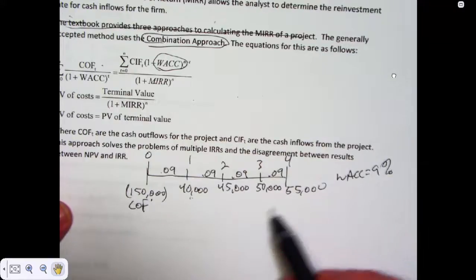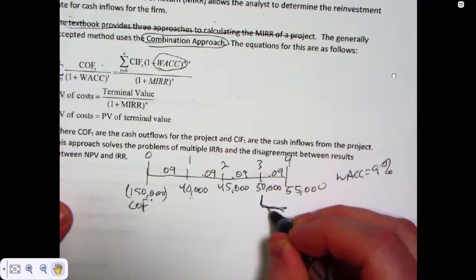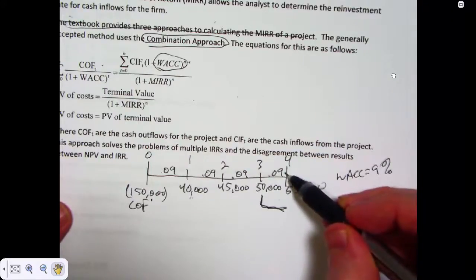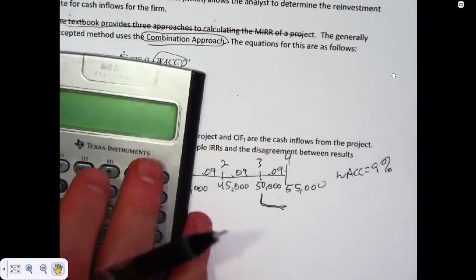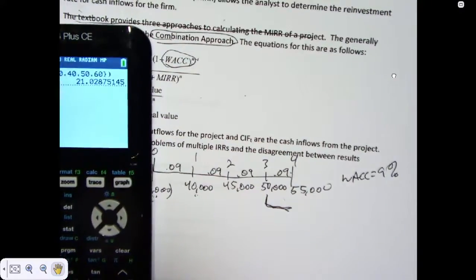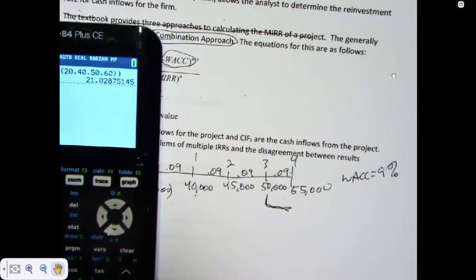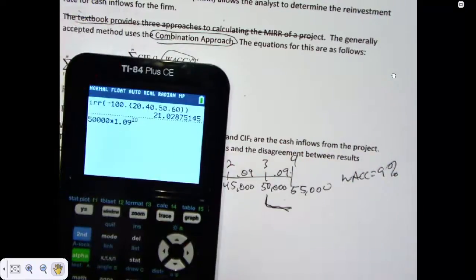So the future value of this $50,000, I'm saying my reinvestment rate is 9%. So I'm going to take $50,000 multiplied by 1.09, 1 plus the interest rate, raised to the first power because I have one time period that I'm finding the future value for. So it looks like this. And I get 54,500.